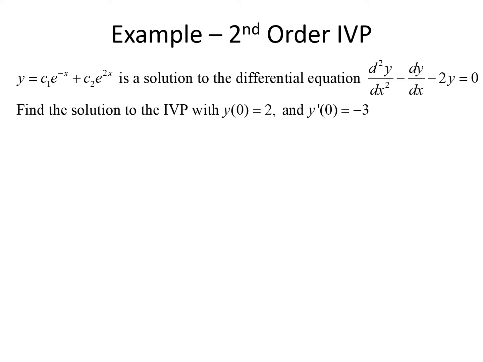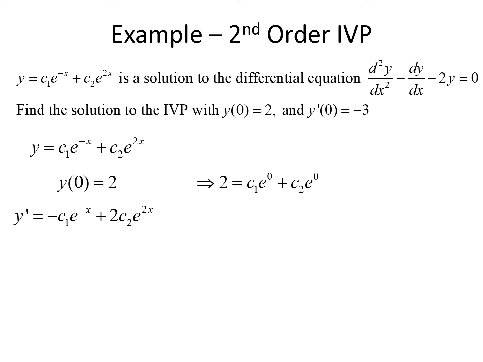So we'll apply our initial conditions. We start with y is equal to c1 e to the minus x plus c2 e to the 2x, and we plug in our initial condition, y of 0 equals 2. That's going to give us the equation 2 equals c1 e to the 0 plus c2 e to the 0.